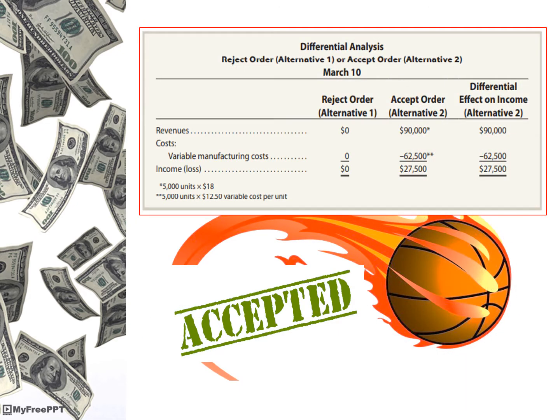As shown in this table, a differential analysis on whether to reject the order, which is alternative 1, or accept the order, alternative 2, shows that the special order should be accepted. The special business is accepted even though the sales price of $18 per unit is less than the manufacturing cost of $20 per unit, because the fixed costs are not affected by the decision and are thus omitted from the analysis.